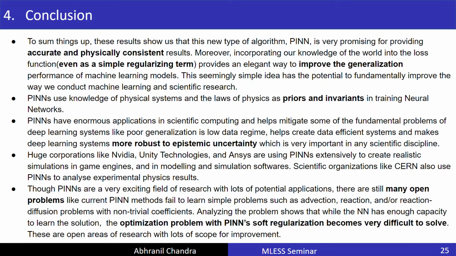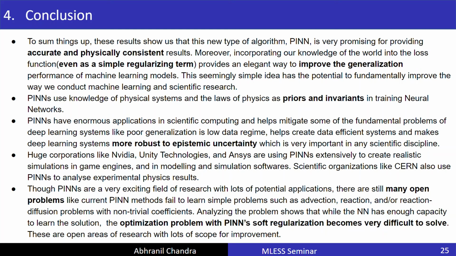Now, to conclude things, we see that PINs give very impressive results that are accurate and also physically consistent. Moreover, incorporating our knowledge of the world into the loss function, even as a simple regularizing term, as we saw in the lake modeling example, or as complex differential equation-based constraints, as we saw in Burgers' equation previously, provides an elegant way to improve the generalization performance of machine learning models. This seemingly simple idea has the potential to fundamentally improve the way we conduct machine learning and specifically scientific research.